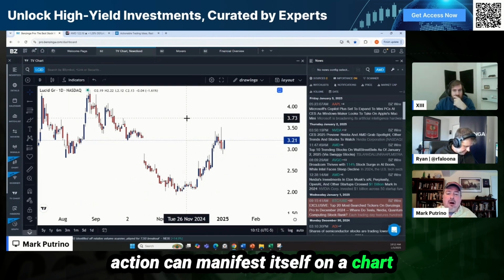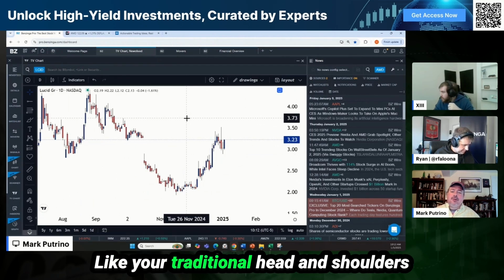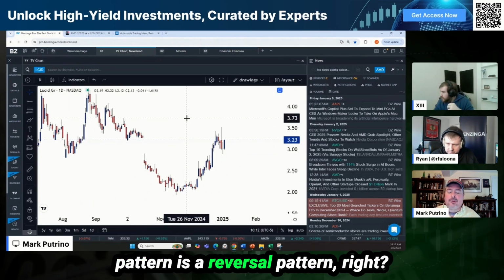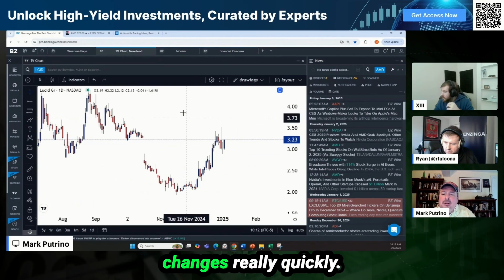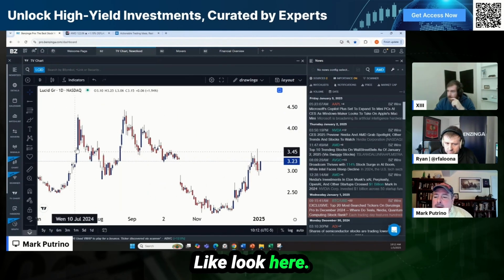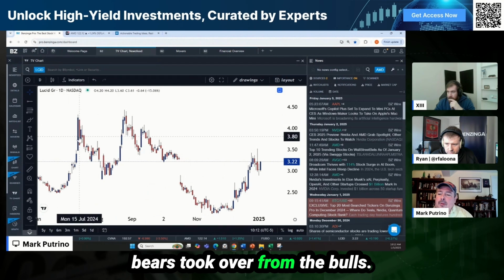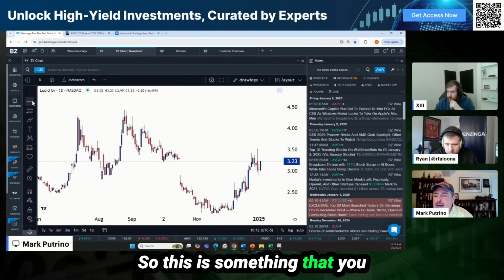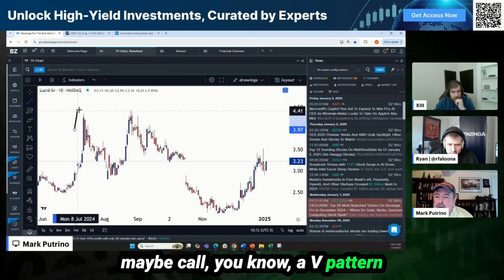manifest itself on a chart as something that looks like what we would call a reversal pattern. Like your traditional head and shoulders pattern is a reversal pattern, right? Sometimes a trend changes really quickly. Like, look here. It basically, in 2 days, the bears took over from the bulls. So this is something that you maybe call a V pattern.